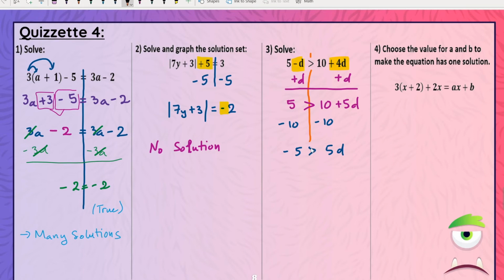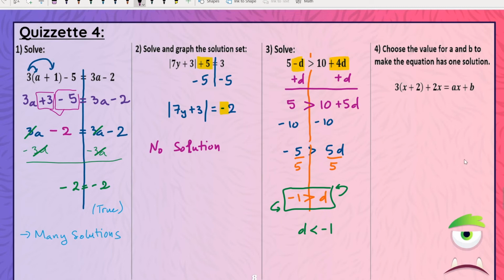And then continue solving for d. You're going to divide by 5 on both sides. So negative 1 greater than d. And then we're going to switch them around. We're going to keep the variable on the left side. That will give you d less than negative 1. Again, negative 1 greater than d, or the other way to think of it is d less than negative 1.